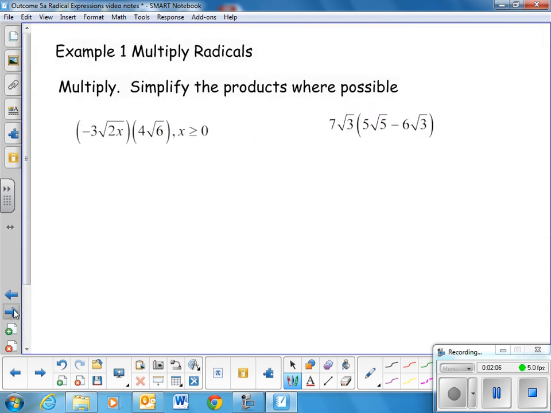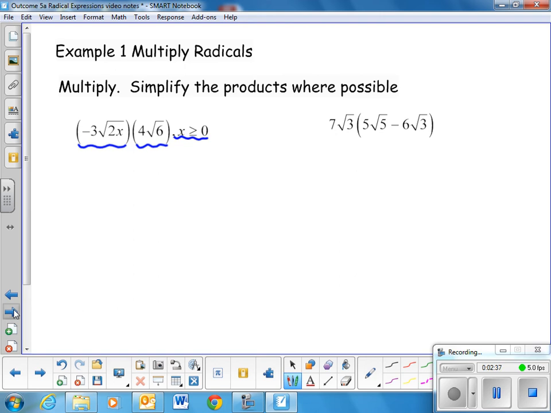Let's look at a couple more examples. Multiply. Simplify the products where possible. So in this first question, because we have an x under the root sign, there are some restrictions on what x can be. So x has to be greater than or equal to 0. Now that we've looked at that part of the question we don't need to worry about it anymore. So I have one radical being multiplied by another radical, which means that I should have one term in my answer.